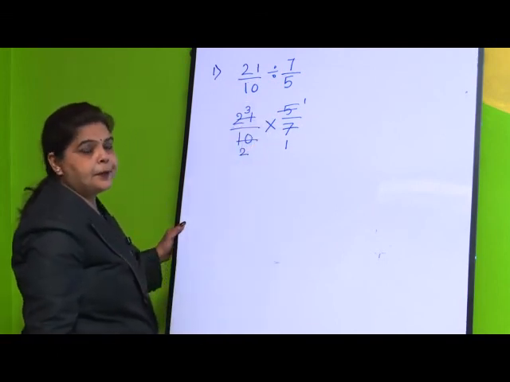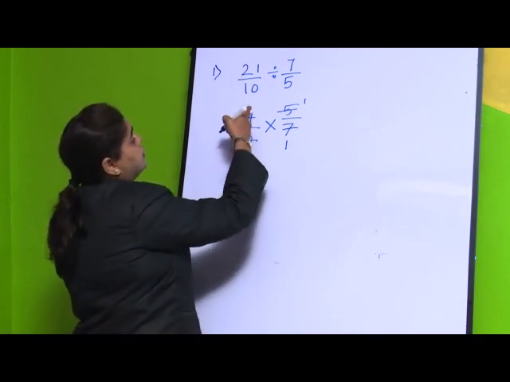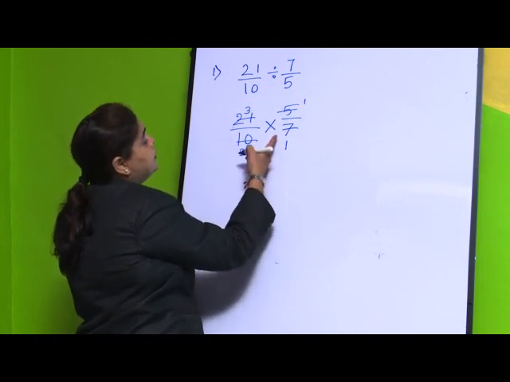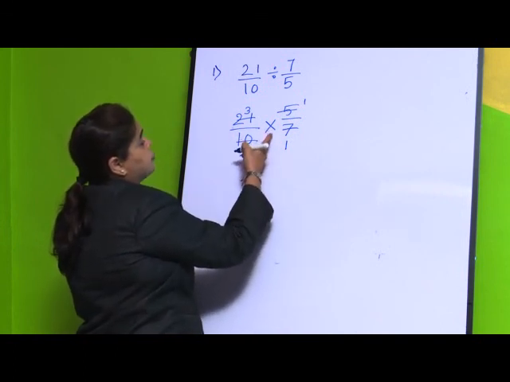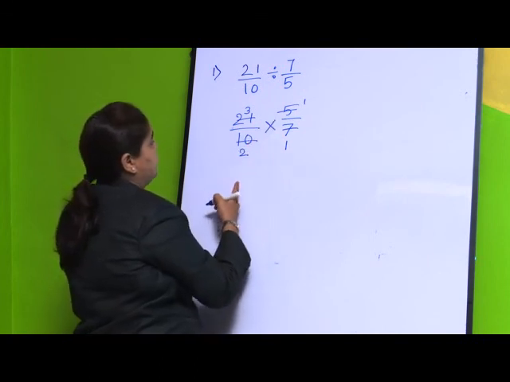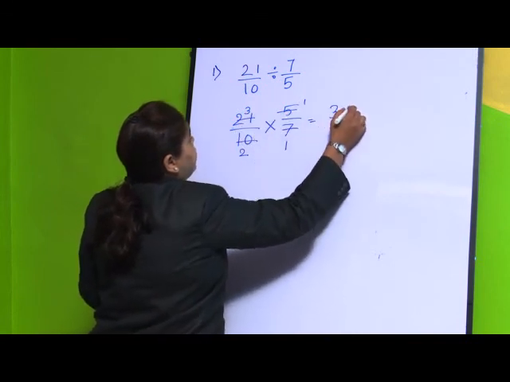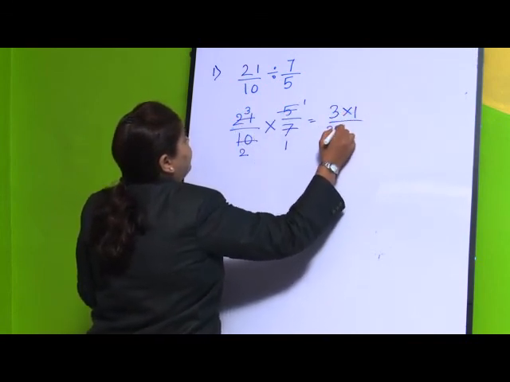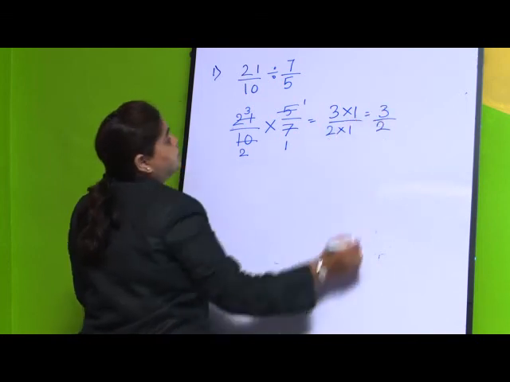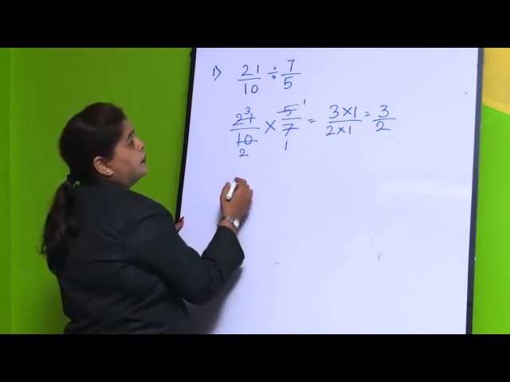I have taken multiple examples so you can understand. It's not every time that you can reduce within only one fraction. You can reduce across both fractions, but the reduction should be between a numerator and a denominator only. So here we get 3 multiplied by 1 upon 2 multiplied by 1, which is 3 upon 2. So this is one example. We will go for another example.